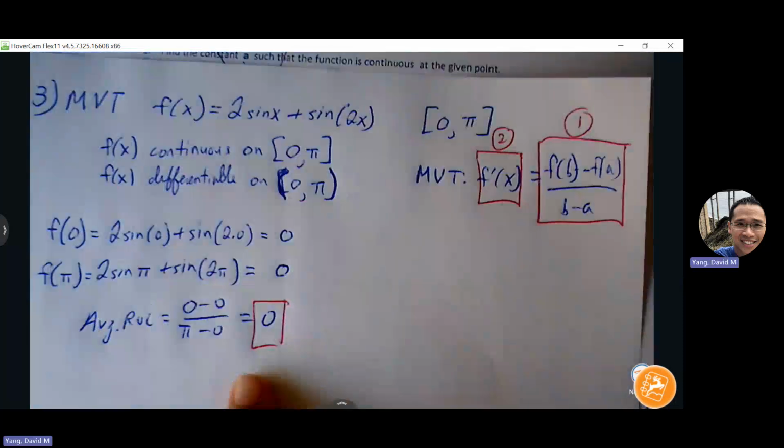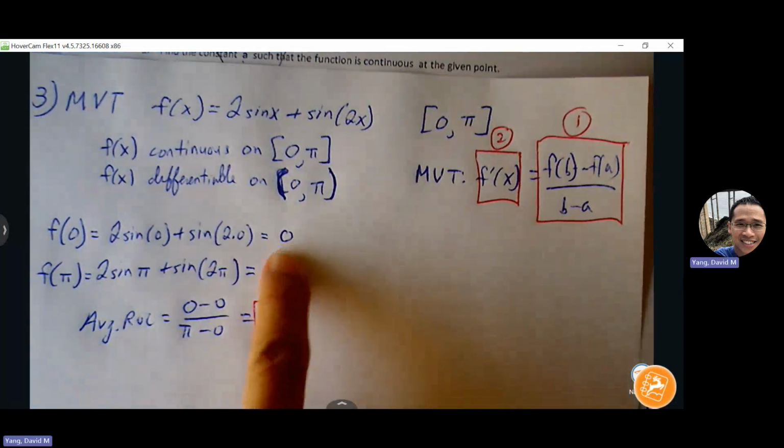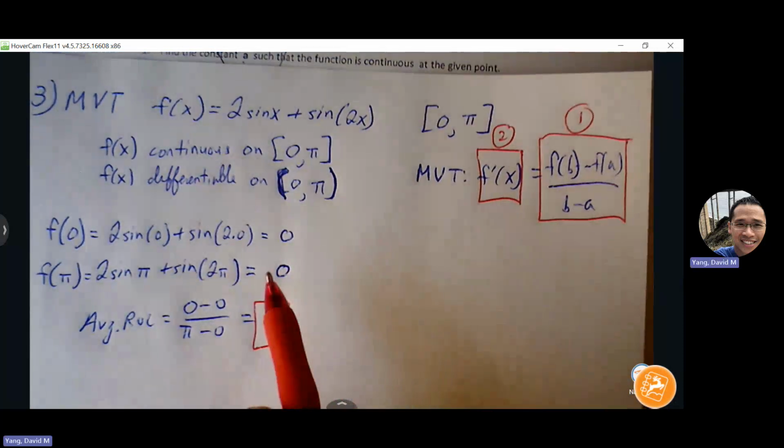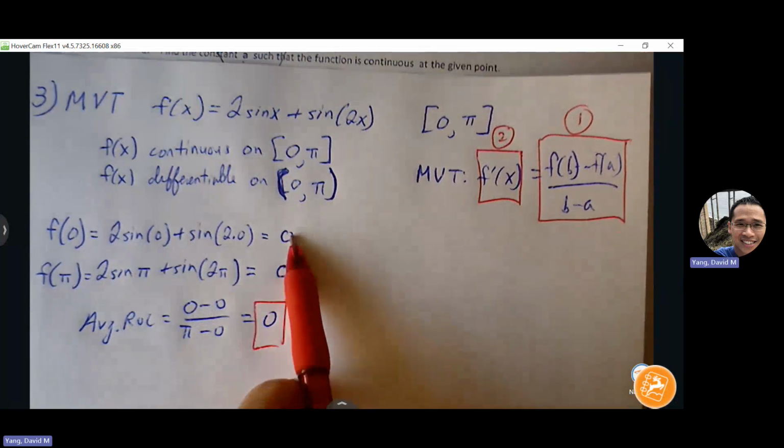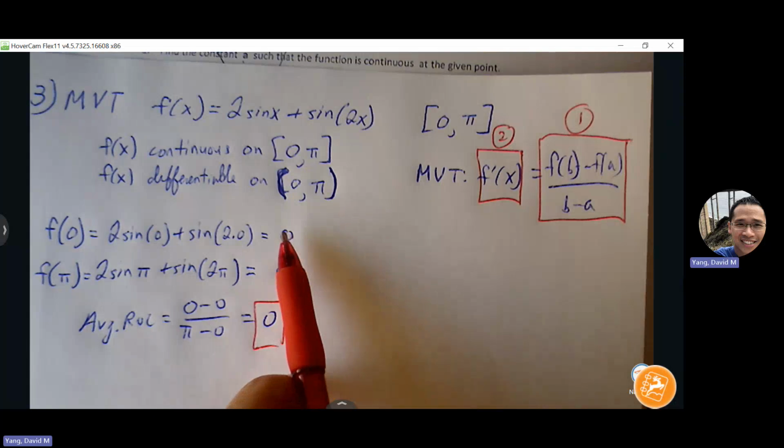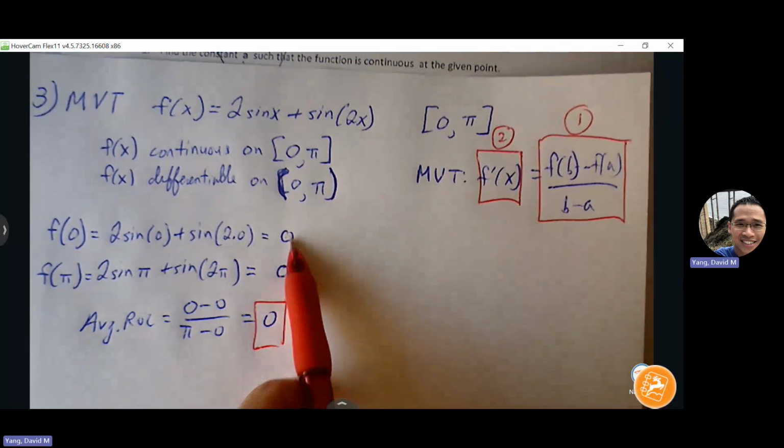But it doesn't have to be 0, right? Now, Rolle's theorem doesn't always mean that it's equal to 0. It means that the endpoint values are always equal to each other, right? So the previous example is root 2 and root 2. Here is 0 and 0.